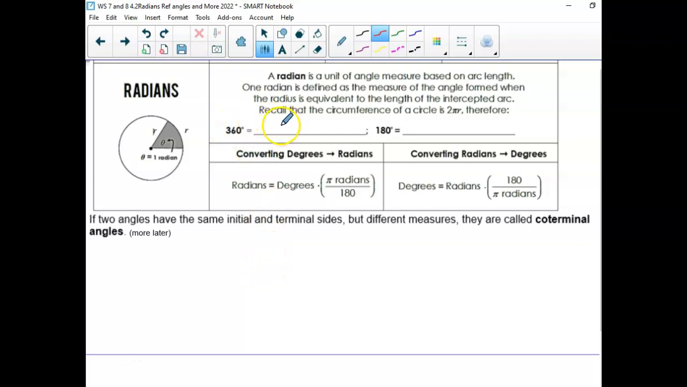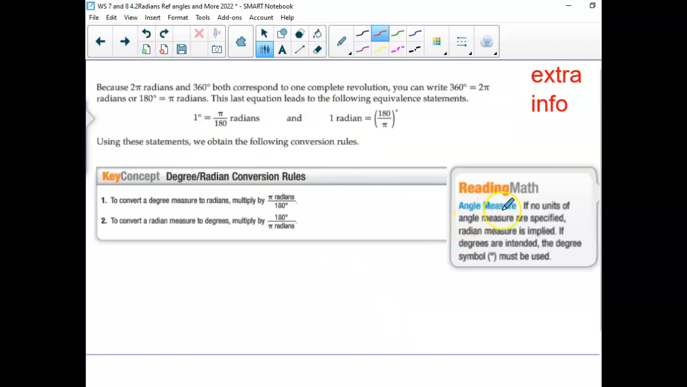So the translation we're going to work with is that 360 degrees is really 2 pi radians, and that makes 180 degrees 1 pi radians. Now, I can write the word radians here, but radians is this magical label that they will not label things often and assume it's radians. I have a little slide that says that here. It says, if no units of angle measure are specified, radian measure is implied. If degrees are intended, it will have the little degree symbol.